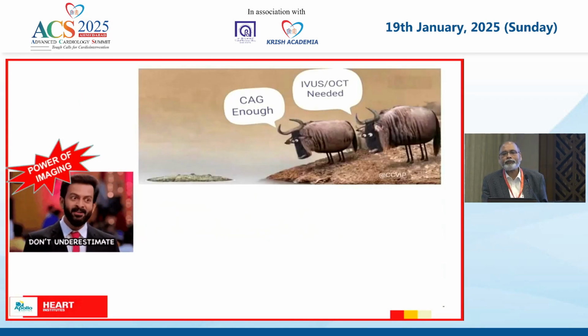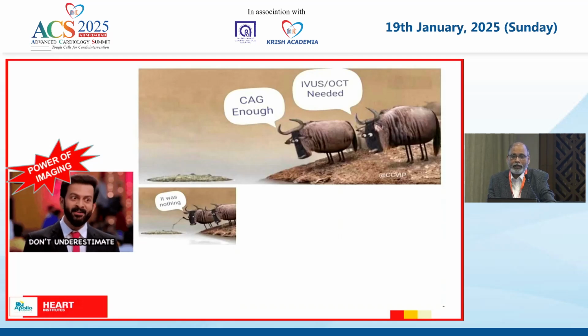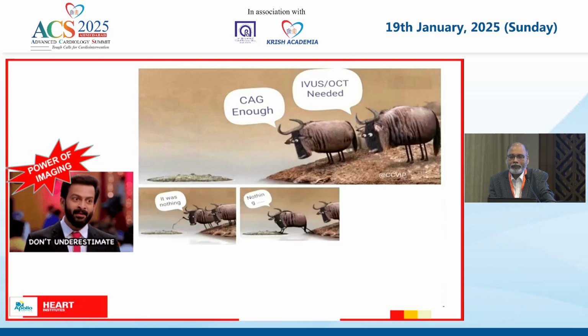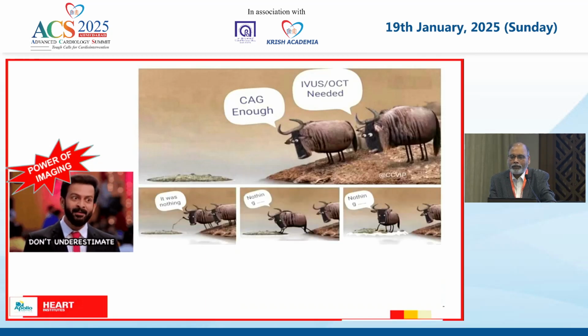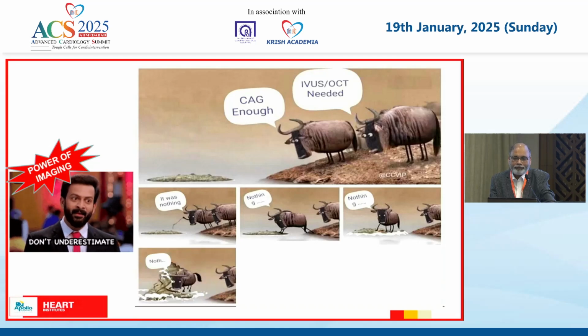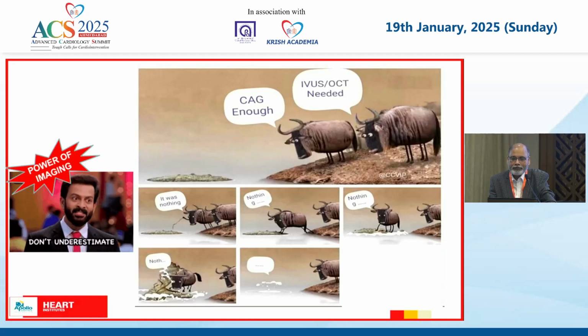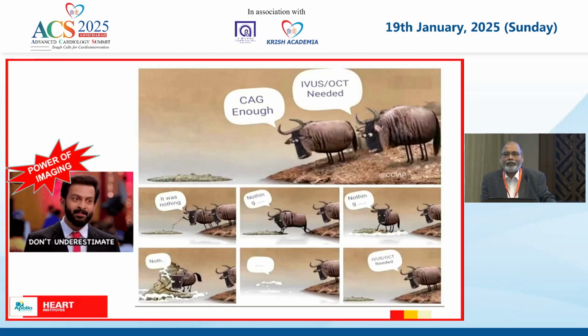So here I finish with a very simple story that two buffaloes were waiting. They were looking at something on the river. The first one said angiography is enough. The other said, no, IVUS or OCT is required. The first buffalo was very confident and said, let me jump in. It's nothing but a log of wood. So he jumps in. It's nothing, just a log of wood. Nothing, still nothing, log of wood. Finally, there was an alligator who gobbled him. And then the next buffalo says, no, OCT or IVUS is required. So the moral of the story is don't underestimate any lesion. Whatever imaging modality you have, use it so that you get the best result.